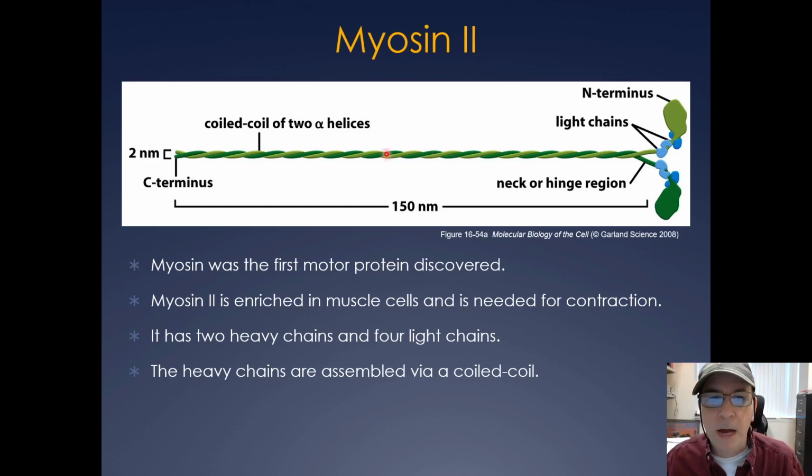So here's just a schematic of myosin 2. It has a coiled coil of 2 alpha helices, and then there are these light chain proteins down here, associated with the neck region, and then there's the N-terminal head region. And so it has 2 heavy chains and these 4 light chains, and these are assembled via the coil and eventually can get assembled into large bundles, as we'll see in a second.